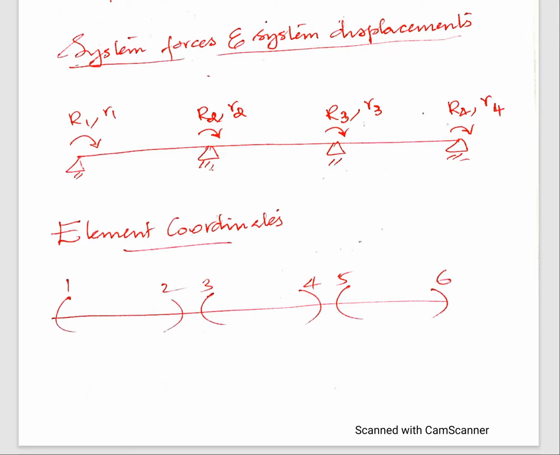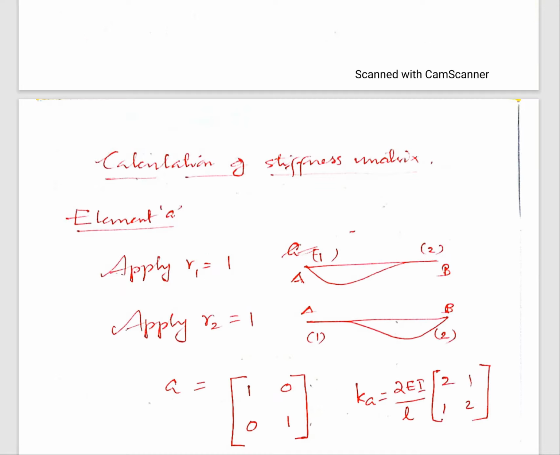These are the element coordinates for the first, second and third element. Now let's calculate the stiffness matrix for each element. Let's take the first element, element A. So here we have two joints A and B. Apply R1 equal to 1 to obtain the first column and then R2 equal to 1 to obtain the second column. We have two joints A and B where the system forces are acting.